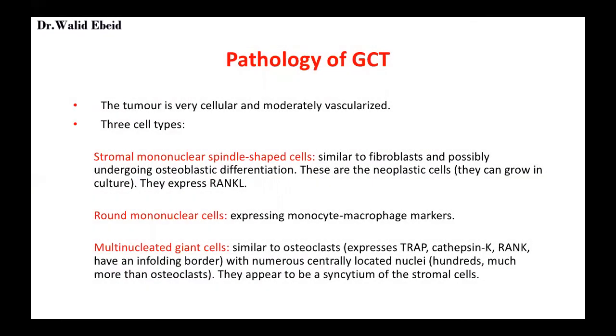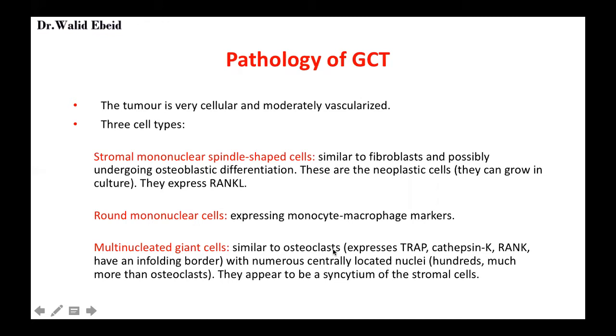If you look at the pathology of giant cell tumor, it's composed of three types of cells: the stromal mononuclear spindle-shaped cells, which are similar to fibroblasts and possibly undergo osteoblastic differentiation. That's why these cells actually can produce rank ligand like the osteoblast does. And there are the round mononuclear cells that express monocyte macrophage markers. And there are the multinucleated giant cells, which are similar to osteoclasts.